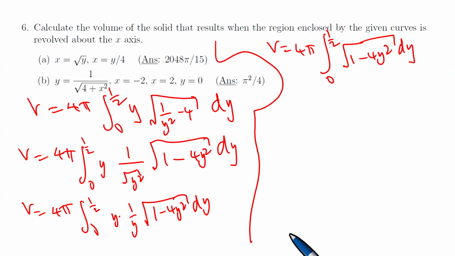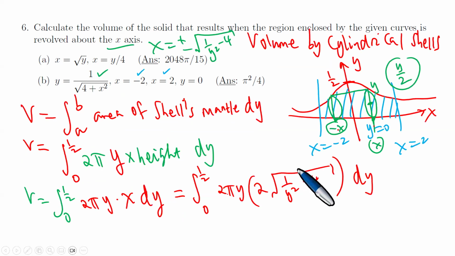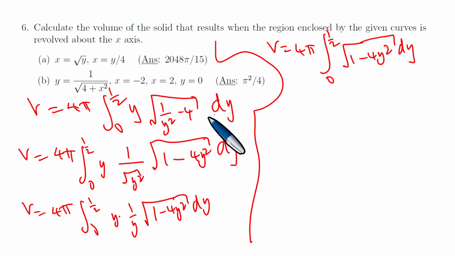Okay, you see the method of the cylindrical shells, it's working, but it's going to be a little bit hectic because of the nature of the integral. We're going to do it, but the answer is going to be the same. But you can see that the easiest method, because this was sitting on the x-axis, was just to use the disk method. But all the methods work.